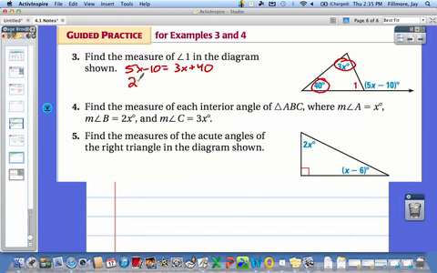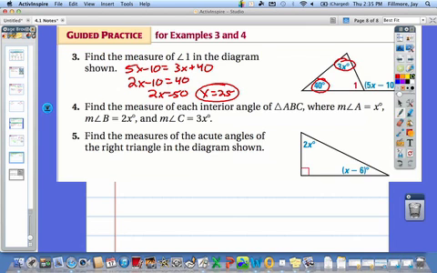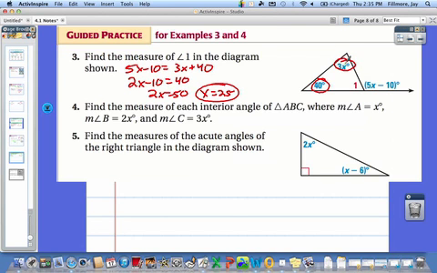Subtracting 3x from both sides, 2x minus 10 equals 40. Adding 10 to both sides, 2x equals 50, so x equals 25. From here, I can go one of two ways. I can plug in 25 here to get 75, and I know that 75 plus 40 plus 1 should equal 180.